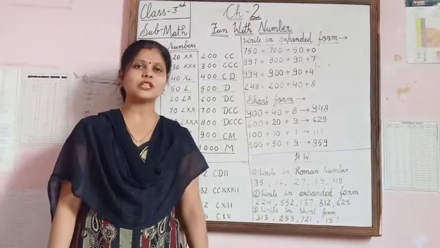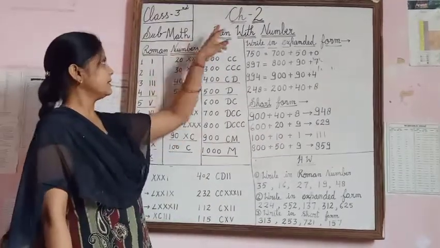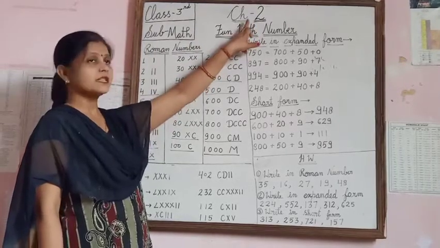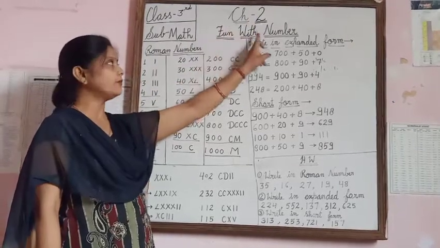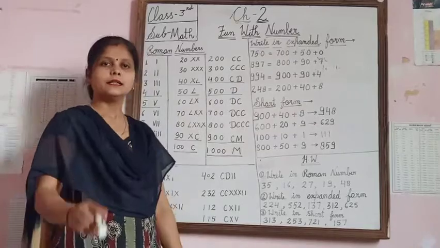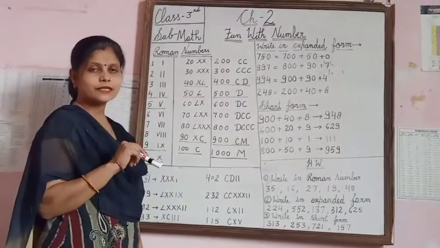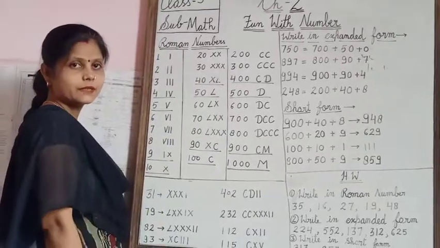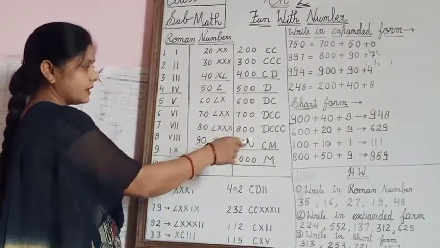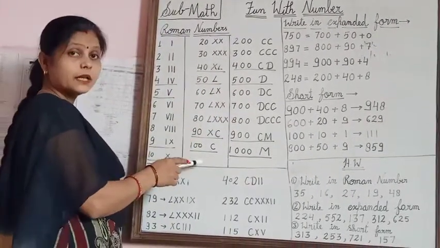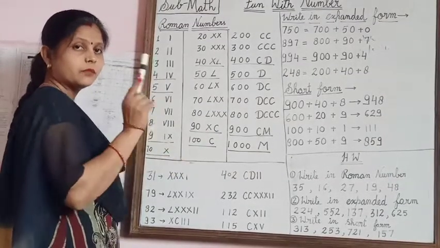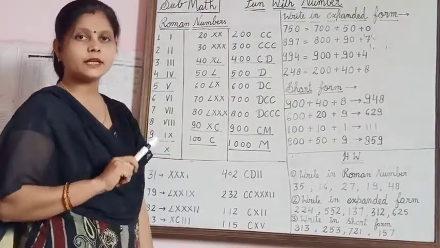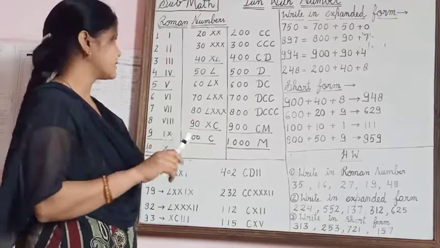I am studying a new chapter in Math, chapter 2. The chapter name is Fun with Numbers. Now I will start firstly with Roman numbers. There are some important Roman numbers, but first you write down 1 to 100 themselves.